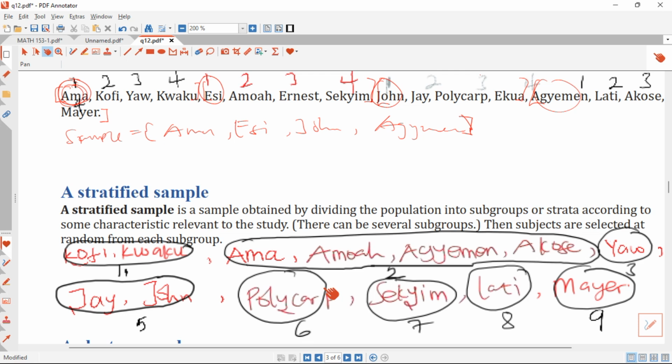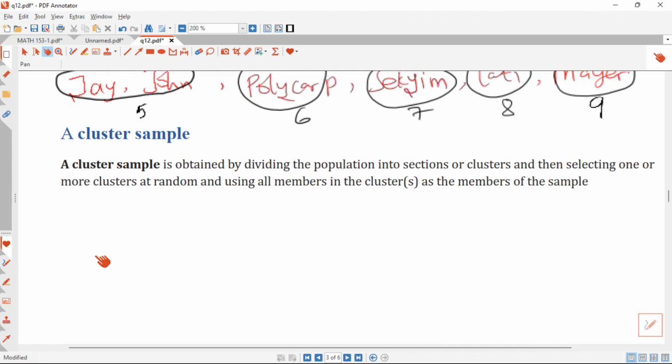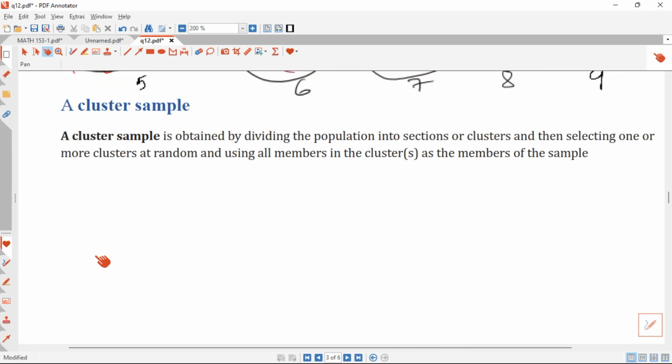These groups were not just formed just like that. They were formed according to them starting with a similar letter. So for stratified sampling, we are just going to group the population into subgroups called what? Strata, according to what? Their characteristics. So the characteristic that we have here is just names starting with what? Letter K, right?